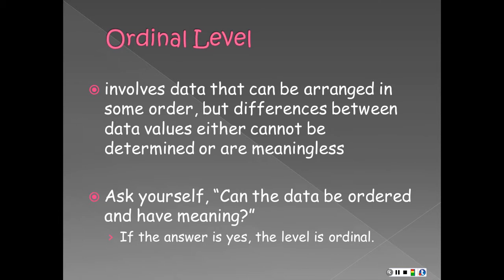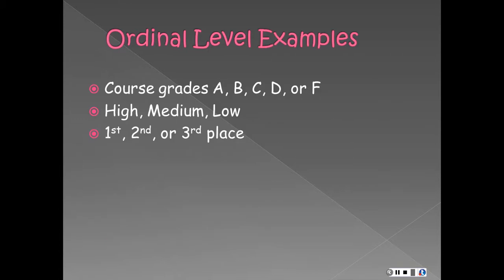Ordinal level is still categorical data, but you can actually arrange them from like low to high. So A, B, C, D, or F in a course, everybody knows an A is better than a B, is better than a C, is better than a D, which is better than an F. So those are arranged, even though they're categories, they're arranged in an order, high, medium, low, and first, second, or third place. So those are all categories, but they are arranged and have meaning when you arrange them.